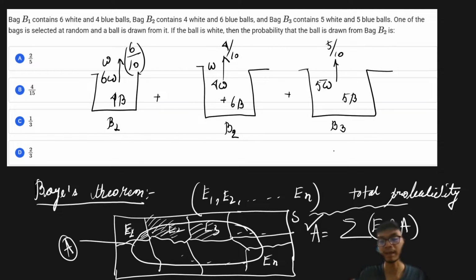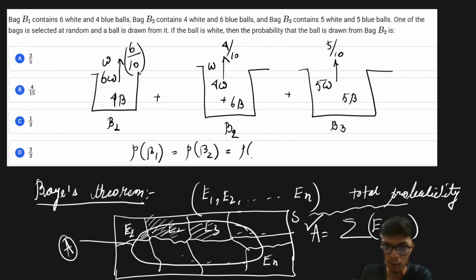Now each of the bags can be selected randomly, so there is no condition that a particular bag has to be selected. Therefore the probability of selecting bag 1 is equal to the probability of selecting bag 2, which is equal to the probability of selecting bag 3, because there is nothing saying that these bags will be given more weightage. All the bags can be selected equally, so each probability is 1 upon 3, because I can select any one bag at a time. It is not biased; each of the bags has an equal weightage of getting selected.